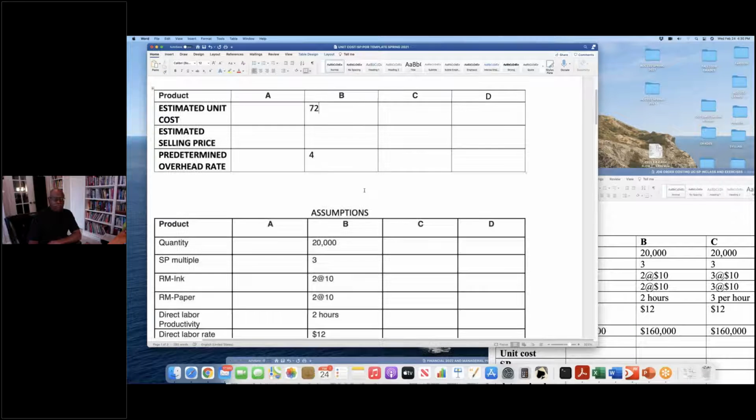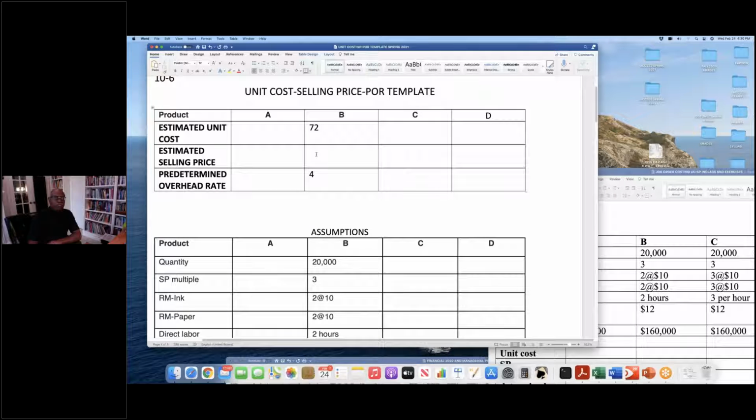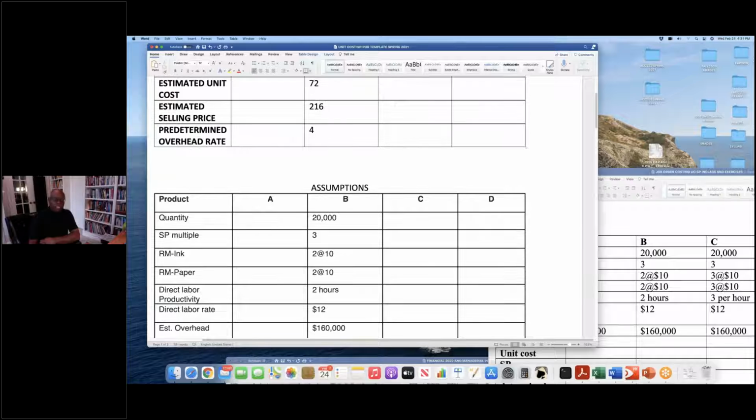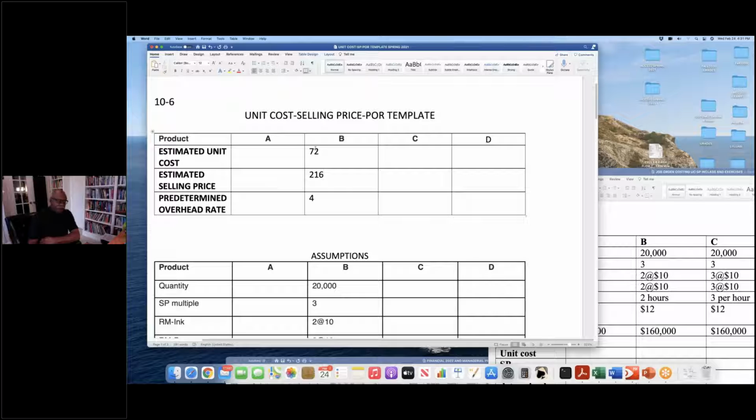What's our selling price multiple? It was 3. So 72 times 3 is 216. Any questions on what he did? Put the assumptions in, and we work those assumptions to come up with the estimated unit cost, which gives us the selling price, which is from the sales journal entry. This is what we use.